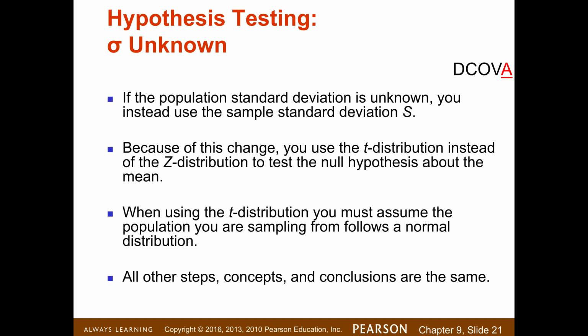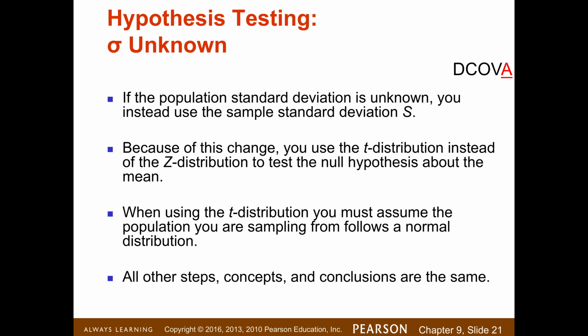What do we do when we have a hypothesis test for mu and sigma isn't known? Well, if the population standard deviation isn't known, you're going to use the next logical choice, which is the sample standard deviation. Because you've changed the dynamics of the z distribution, because the z distribution assumes that sigma is known, you have to use a different distribution which doesn't assume that sigma is known. It's called the t distribution.